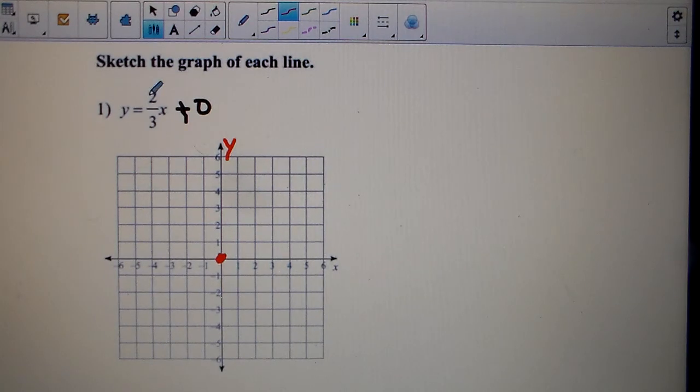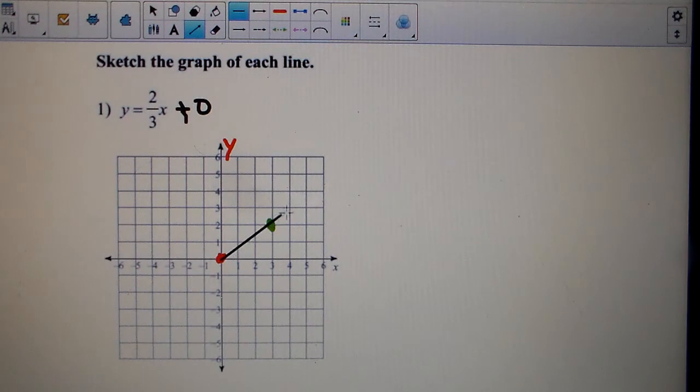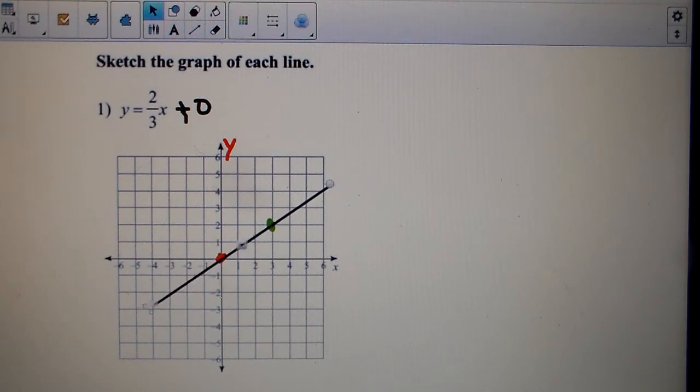Then from that point, we're going to do the slope. This is rise over run, so this is up 2, to the right 3. So we go up 2, 1, 2, to the right 3. And that's where our point is. Our 2 points, we now connect them with our straight edge and we make a line. Now we successfully graphed the line given slope-intercept form, y equals mx plus b. Let's do another one.